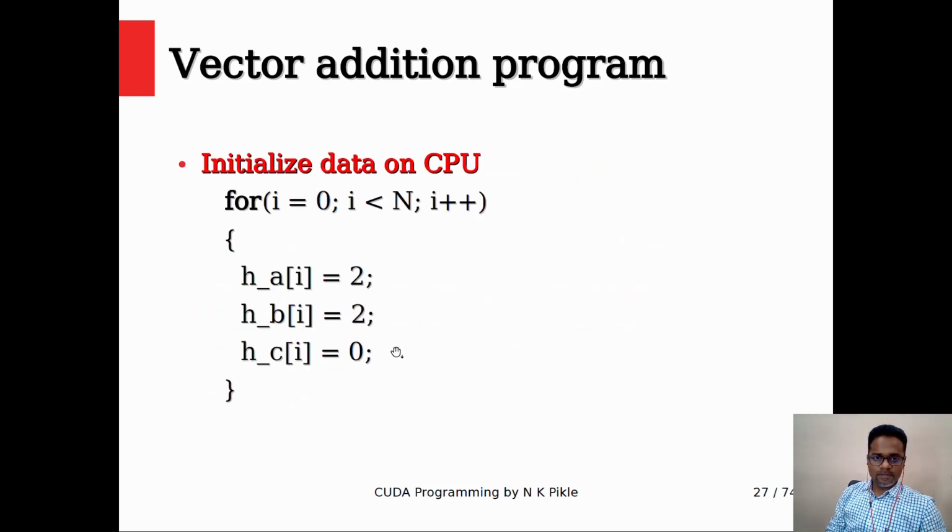Once we allocate memory, we will initialize the data. To initialize the data, I'm simply using a for loop, and I'm going to initialize arrays A and B to 2. So all elements will be initialized as 2. And for array C, all elements are initialized to 0.